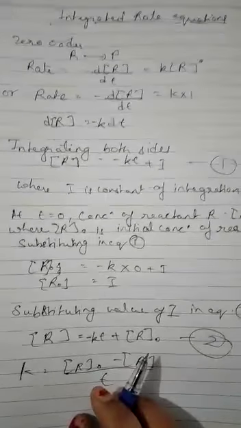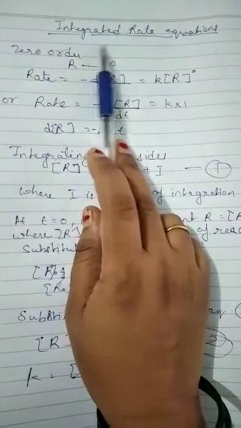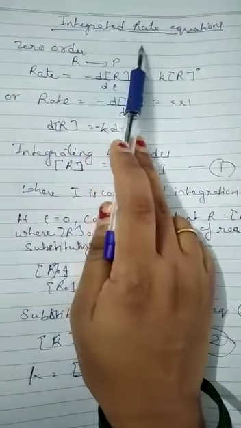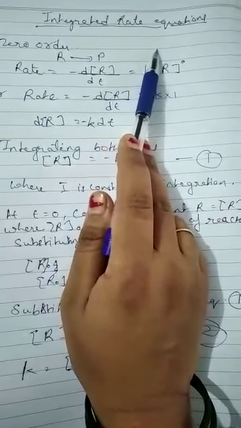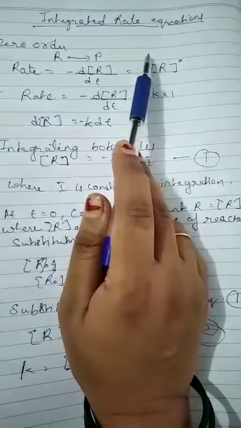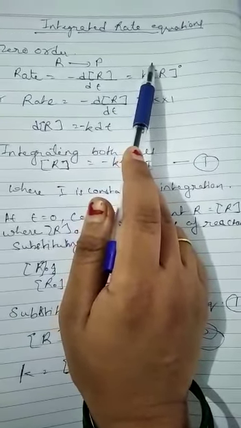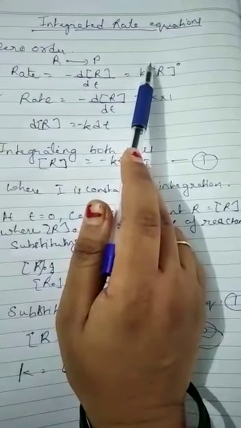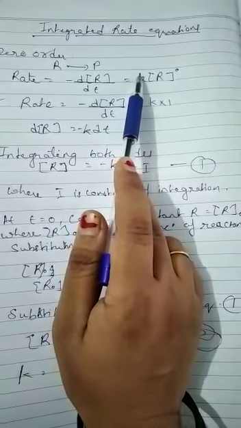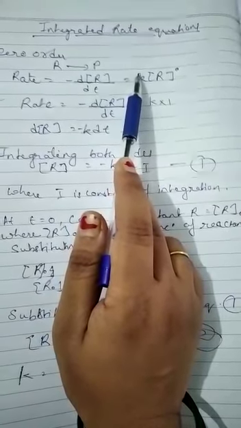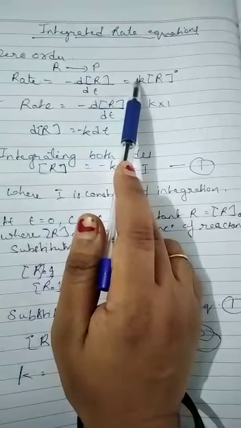Moving forward with the next topic of this chapter 4, chemical kinetics, integrated rate equations. Okay, so we have already noted that the concentration dependence of rate is called differential rate equation, and it is not always convenient to determine the instantaneous rate, as it is measured by the determination of slope of the tangent.